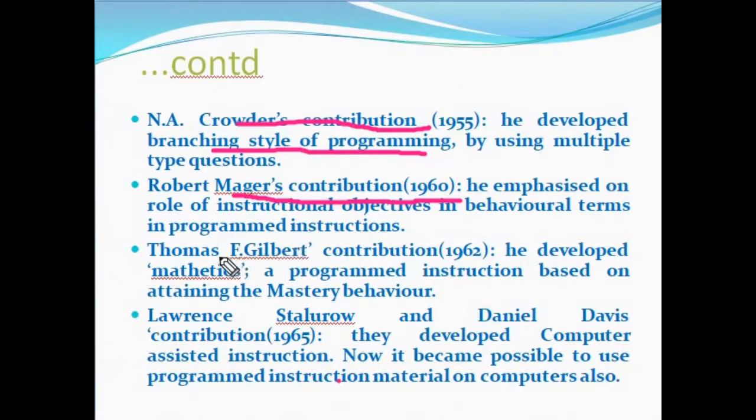Next was Thomas F. Gilbert. He developed the third style of programming, mathetics. It deals with the psychomotor domain, and here the frames are in the form of exercises. Then came Lawrence Stolurow and Daniel Davis in 1965. They developed computer-assisted instruction, CAI. With its help, it became possible to present programmed instruction through computers also.